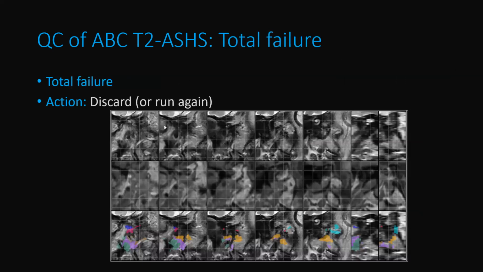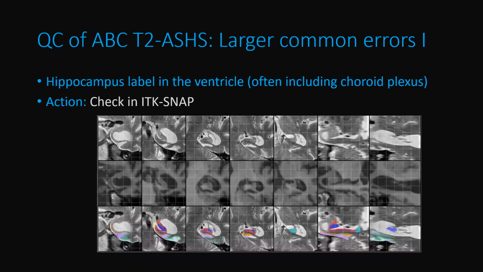So then for this, I actually found a total failure. I hope you can see that. This is not good. So either discard or run again, because clearly something went wrong for this case. And this is not specific to the ABC atlas. That could happen to any ASHS atlas, of course.